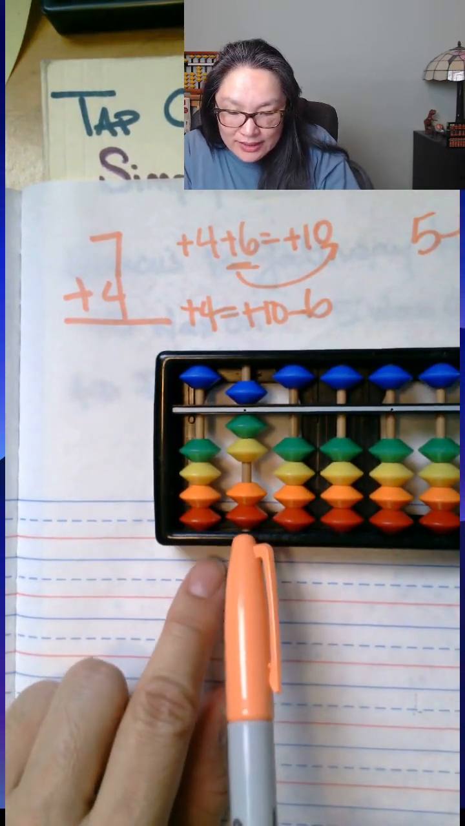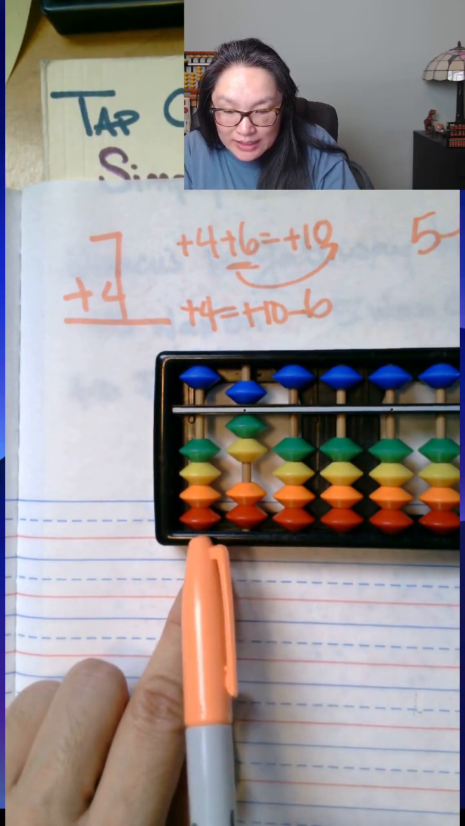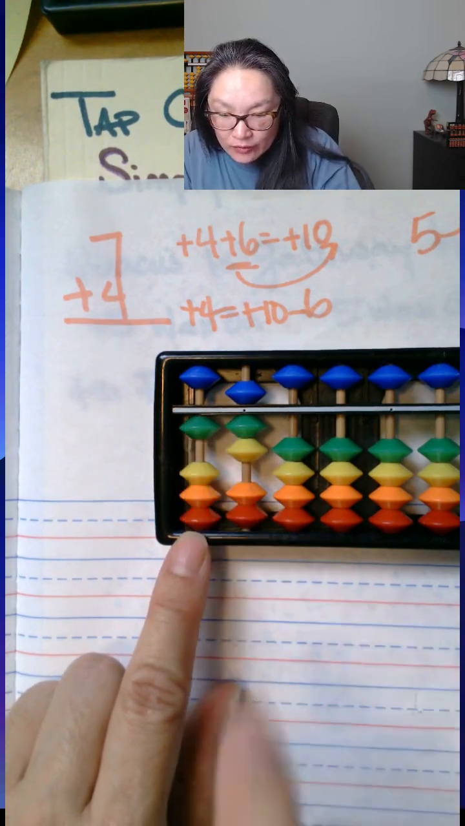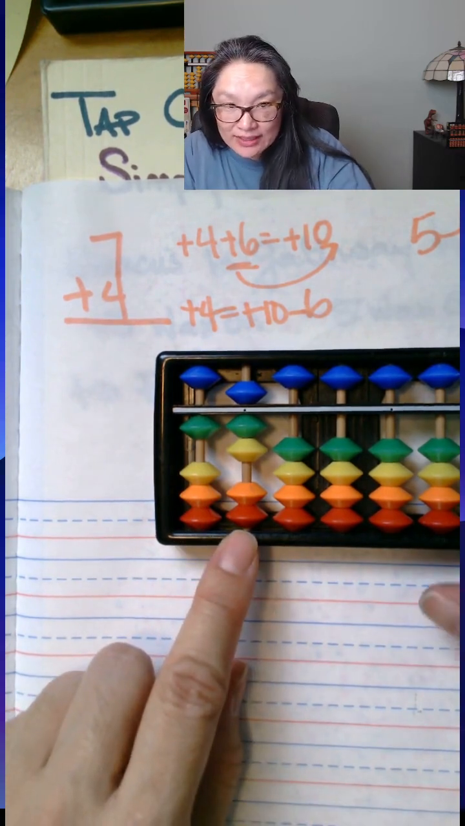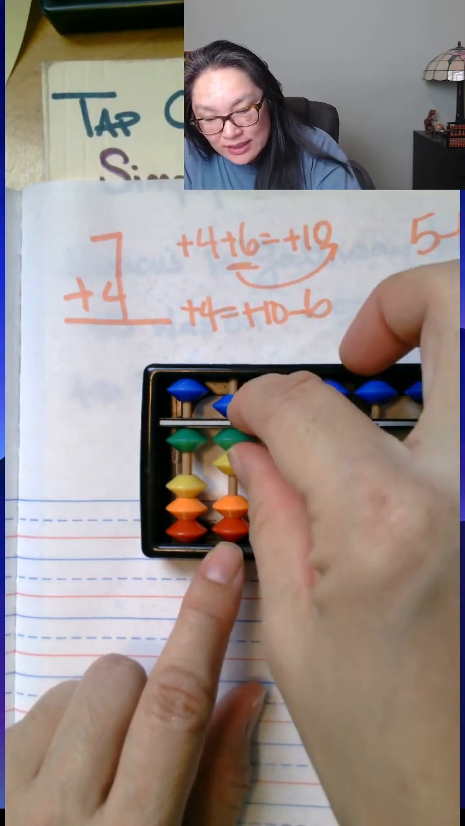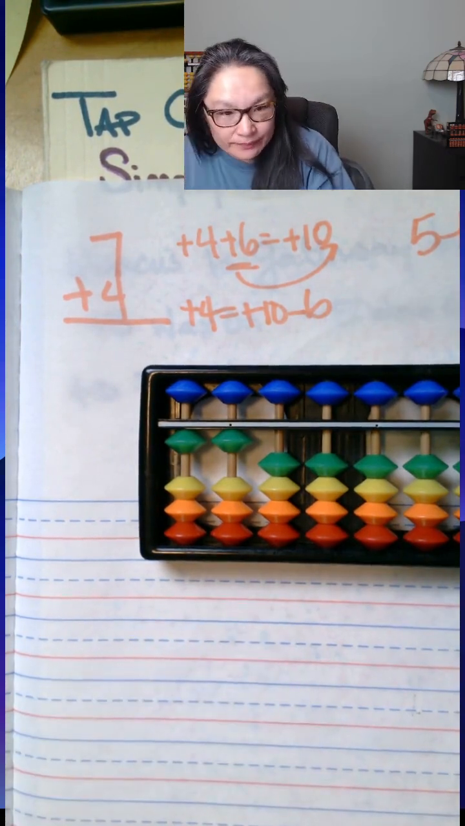All it does is just says, I want to add the 10. I only want to add 1 in the tens column. That's all I'm going to do. So I'm going to add the 1 over here. And then what do I have to do? I have to take away the 6, because that's what the formula says. Take away the 6. So I'm going to take away the 6. So my answer is 11.